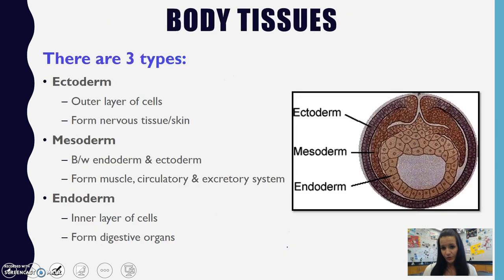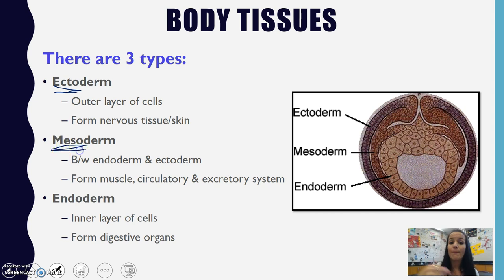So for body tissues, there's also three terms of tissues you need to know. So an ectoderm, mesoderm, and endoderm. So ecto, once again, those prefixes, right? Ecto is outside. This is your outer layer of cells. It forms your nervous tissue and your skin.